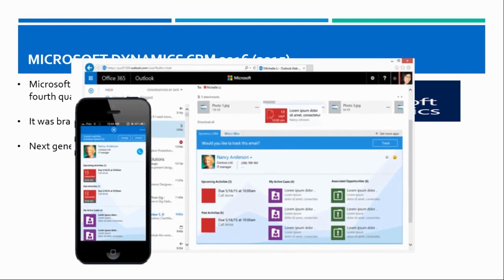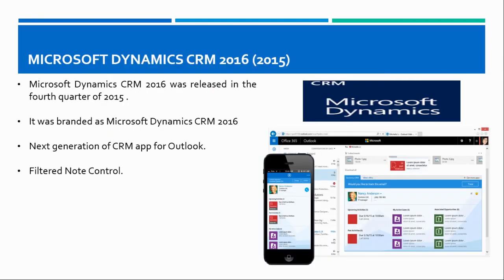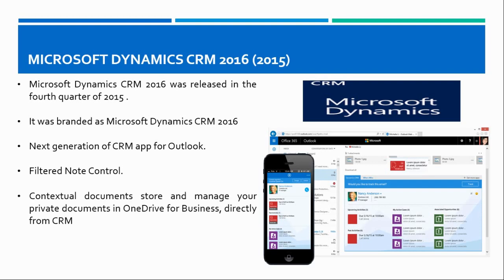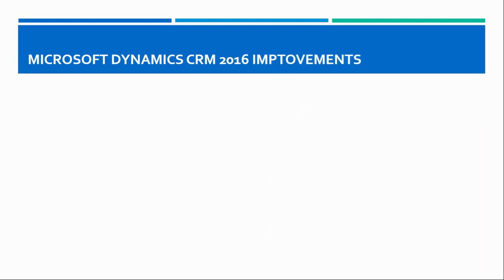So this is how a typical CRM 2016 app for Outlook looked like, and you now had a filtered note control as well. Along with that you can now manage and store your contextual documents and private documents in your OneDrive for Business directly from the CRM application. And many such platform level changes were made. So let us now see what were the key improvements that have been done in Microsoft Dynamics CRM 2016.